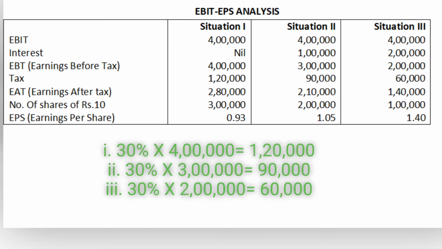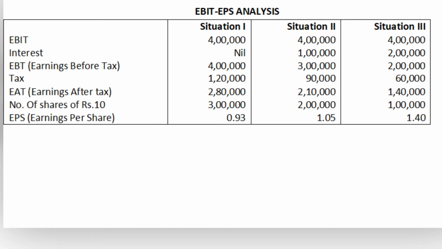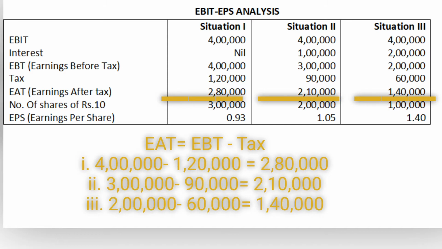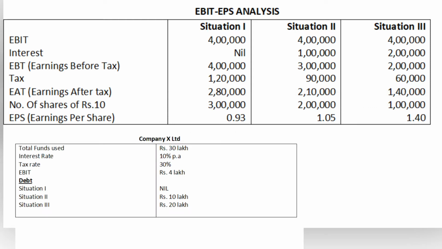So 30% of 4 lakh is 1,20,000. 30% of 3 lakh is 90,000. 30% of 2 lakh is 60,000. Now we will subtract this tax also to get earning after tax. It is 4 lakh minus 1,20,000, which is 2 lakh 80,000. 3 lakh minus 90,000 is 2 lakh 10,000, and in situation number 3, 2 lakh minus 60,000 is 1 lakh 40,000.